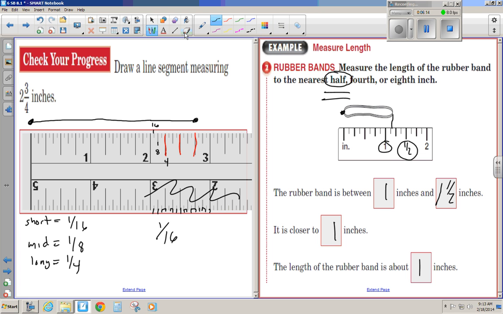Now off to the side, I want you to do the rest of this. Now we're going to do fourths. Well, this is 1/4, 2/4, and 3/4. My line is about right here, so it's between 1 and 1¼. So the rubber band is between 1 inch and 1¼ inches. But if you look at it, I would say it's closer to 1¼ inches.